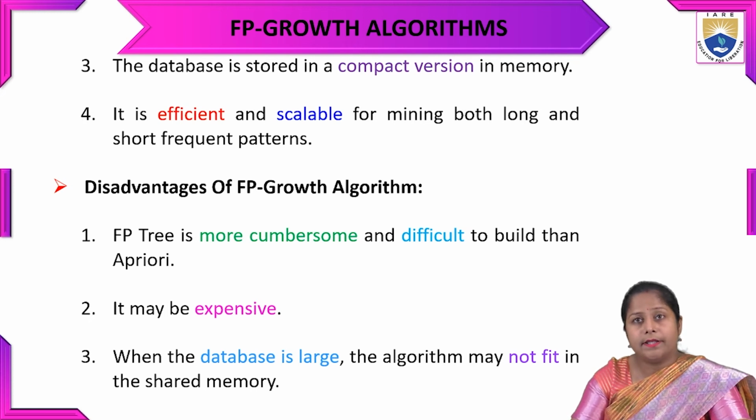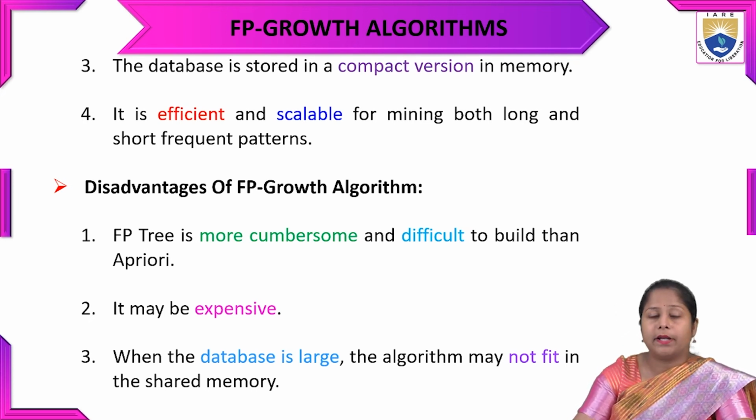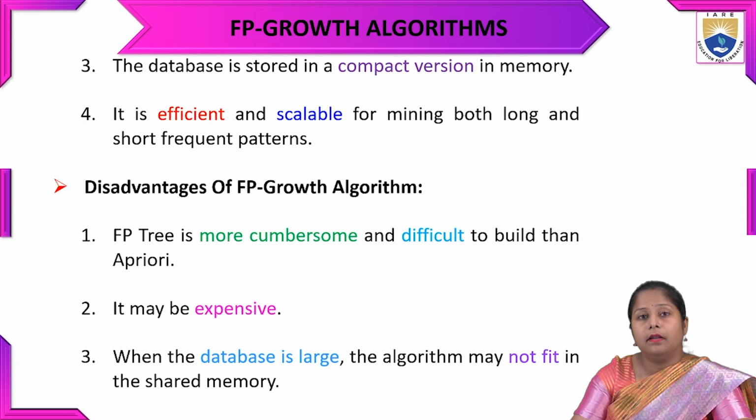The third advantage is that the database will be stored in a compact version in the memory, right? Because it is using a tree-like structure, and the repetition will not be there. The values are assigned one time, and then iterated for a second time. But there will be no misuse of any space in the memory. So that will be the compact version of memory.